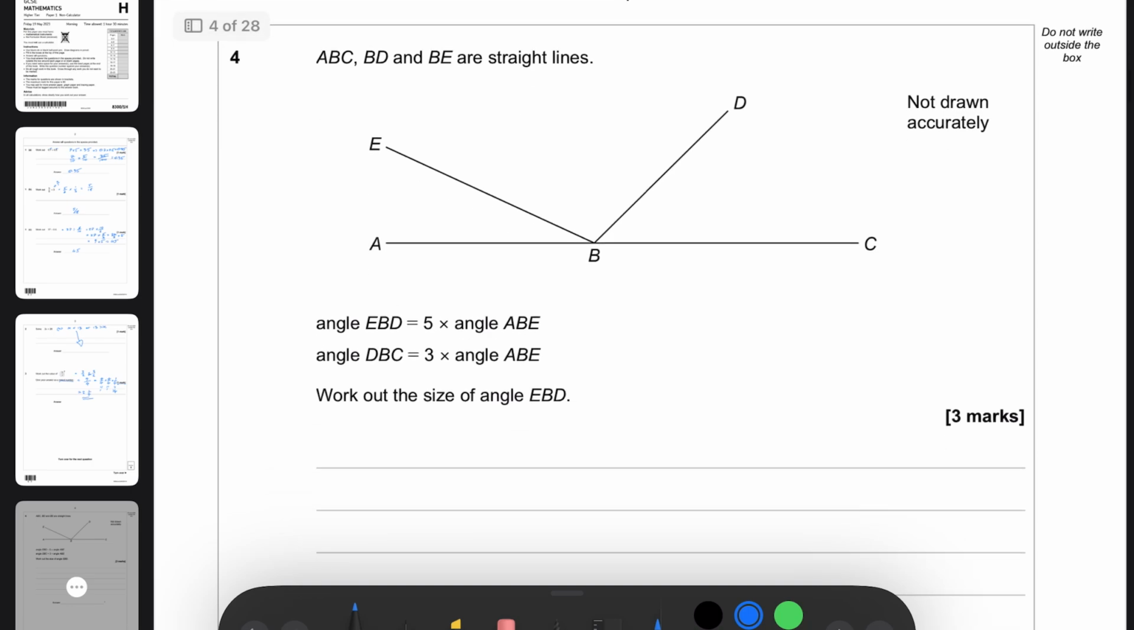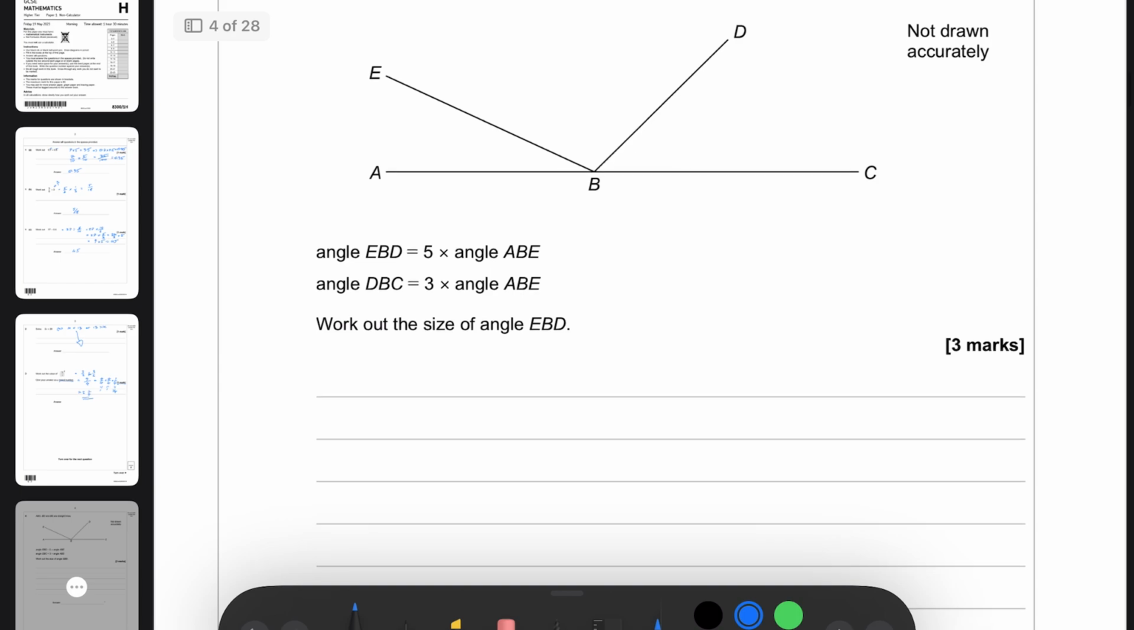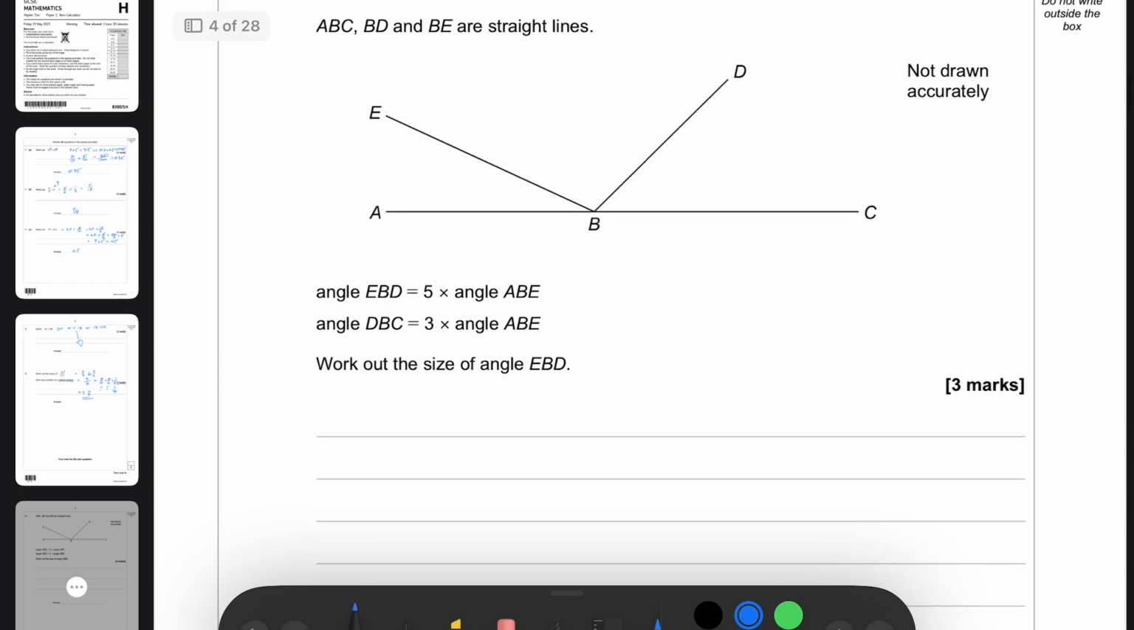Right, a bit of angles. ABC, BD, and BE are straight lines. So this is a bit of algebra. What we can do is, right, we know the angle EBD is equal to 5 times angle ABE, and angle DBC is equal to 3 times angle ABE.